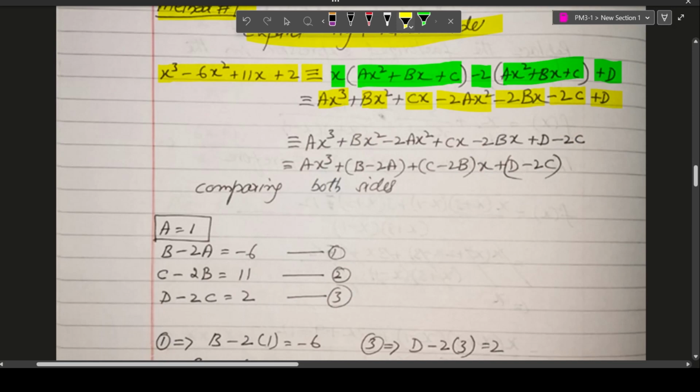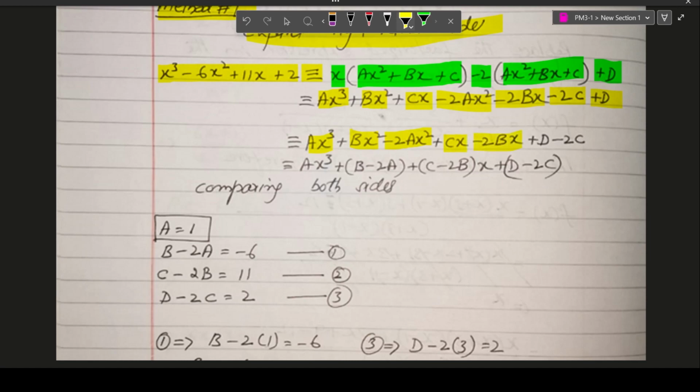Further combine and arrange them into the same basis. So ax cube is only 1, that's why it is written like that. Bx square is written next to minus 2x square because both have the same basis, x square. Similarly, cx is written with minus 2bx because both have x as base, and the constants are d minus 2c. Now ax cube is the same, no change, but in bx square minus 2x square, x square is common.